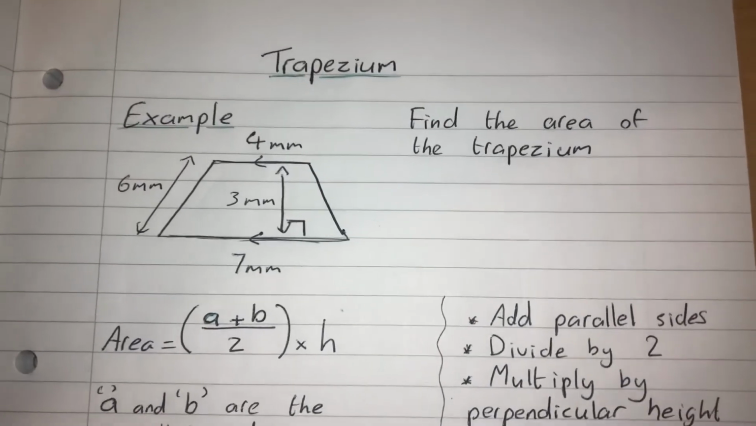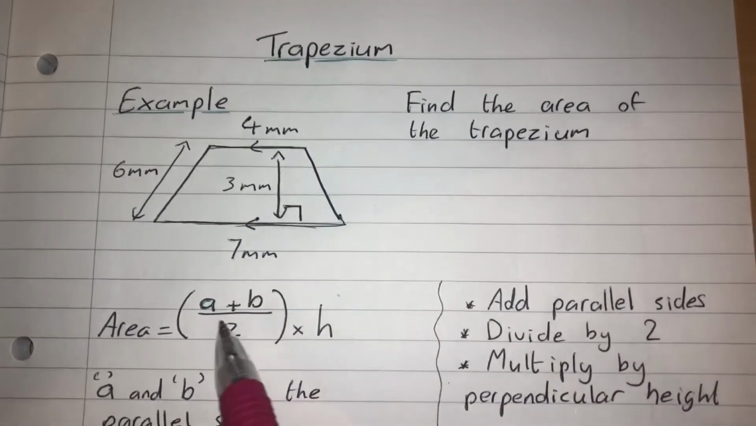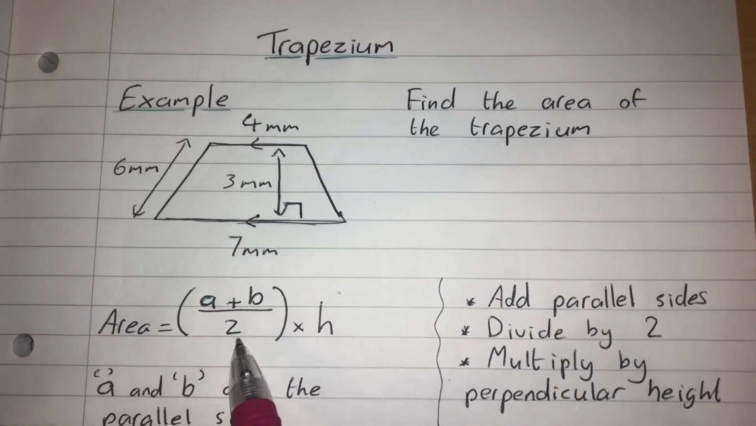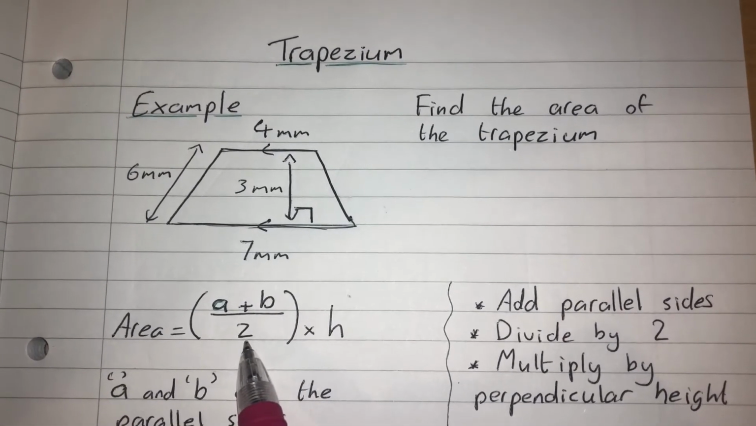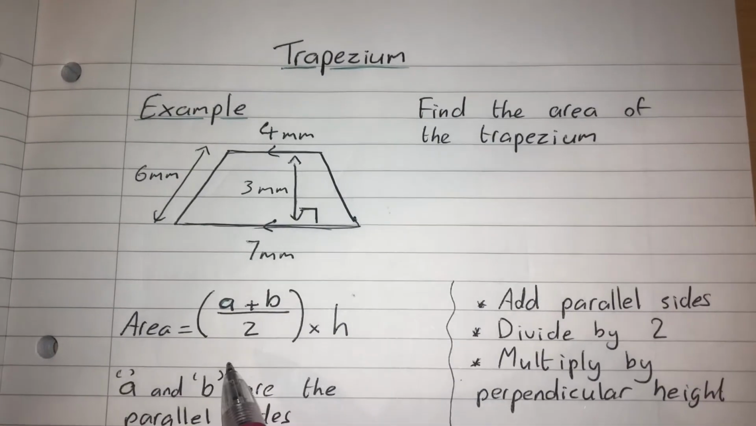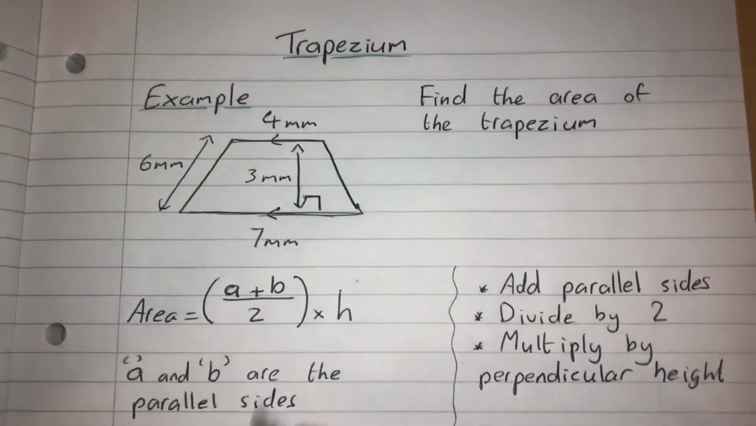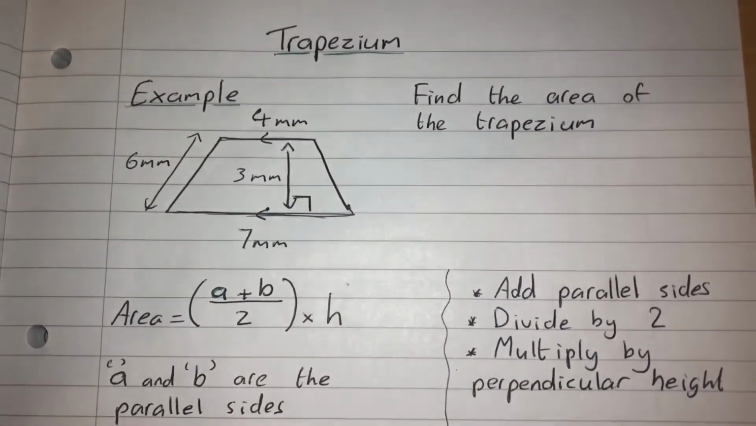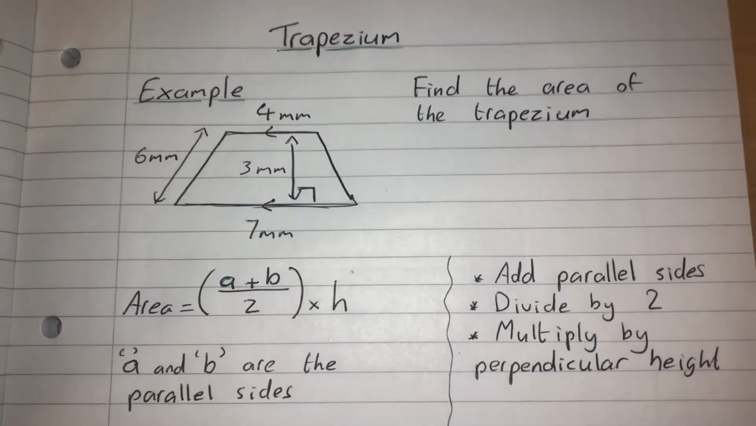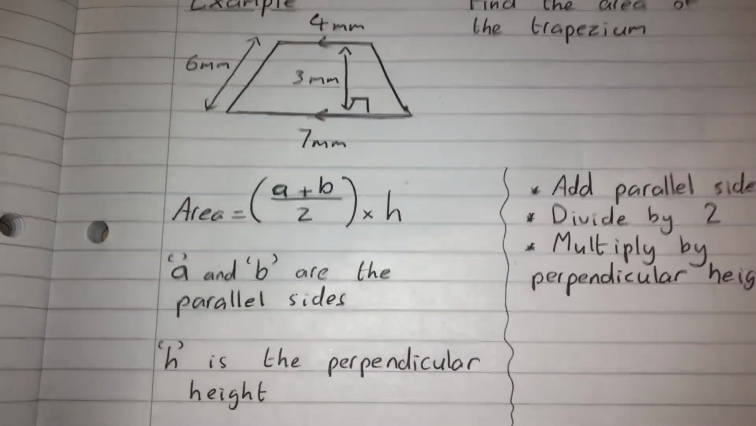But again, I would always encourage you to learn it, because equally the way I've written it down is slightly different from the way it's written at the front of the exam. They write a half times a plus b times h. Multiplying by a half is the same as dividing by 2. Again, one of the reasons I don't really like the formula is to avoid that confusion, because there's a couple of different ways of writing it down.